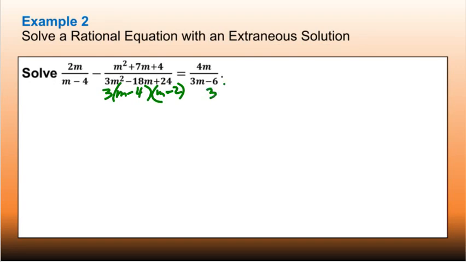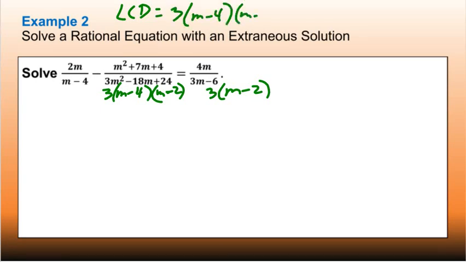Over here, I can take a 3 out, and then this is m minus 2. Here I have m minus 4. So the least common denominator would be 3, m minus 4, m minus 2. So this one, I have to multiply this side by 3, and then m minus 2, because the m minus 4 cancels out. Here, I already have everything. This one, I need to multiply by m minus 4. Those cancel off. These cancel off.